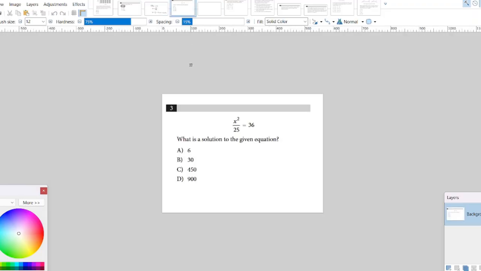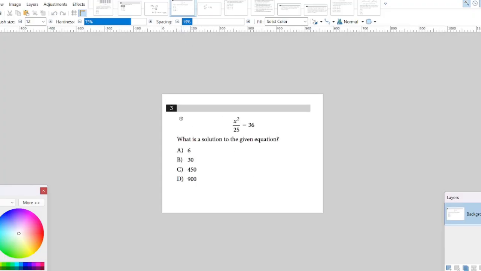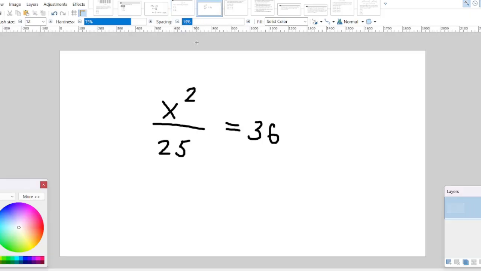All right. What is a solution to the given equation? So the expression is x squared divided by 25 is equal to 36. Okay, good. So it says, what is a solution to the given equation? Well, first of all, what we want to do is go ahead and isolate x.